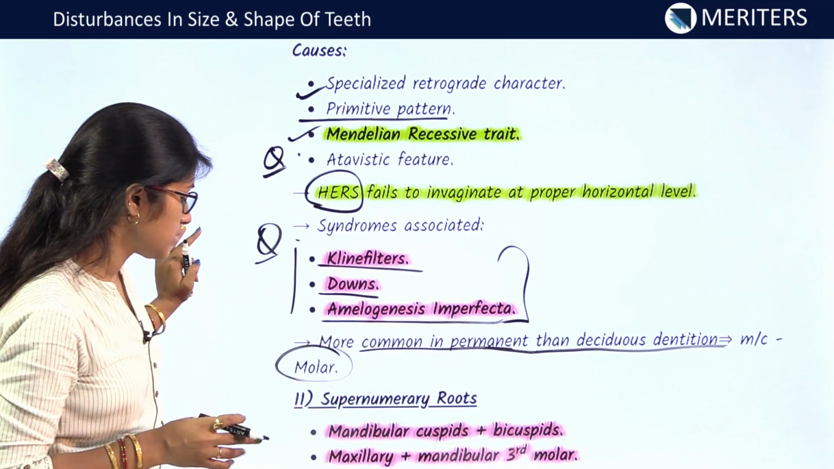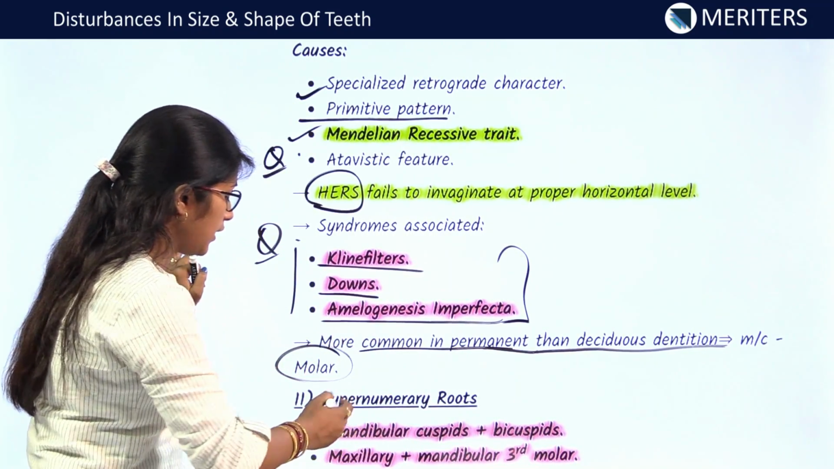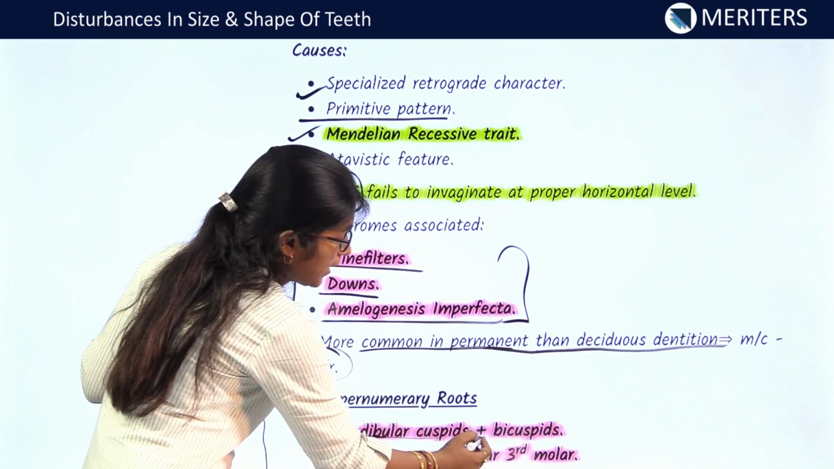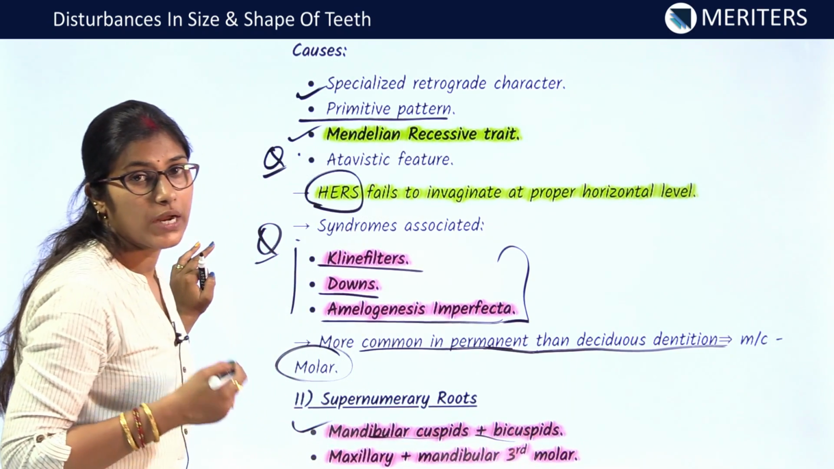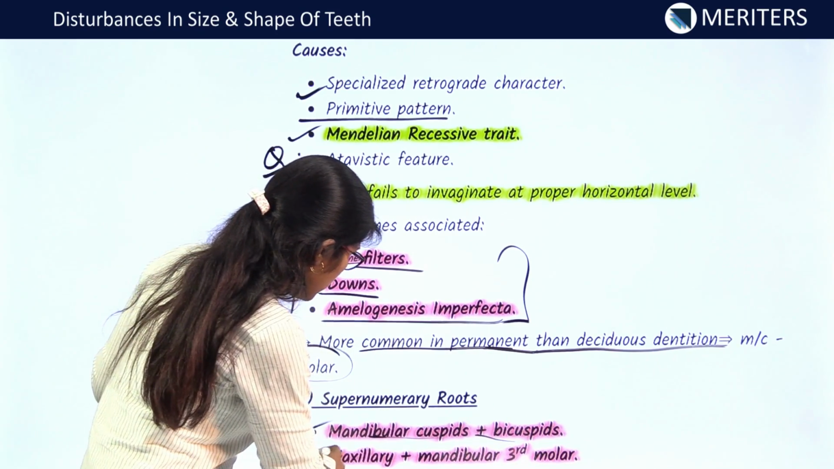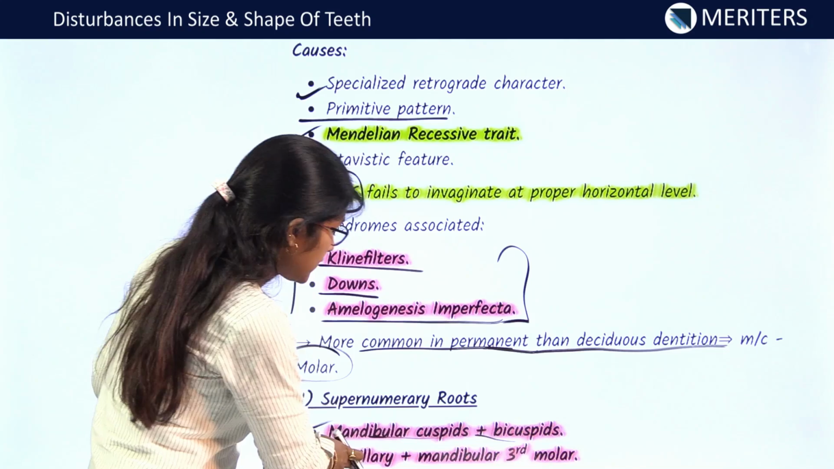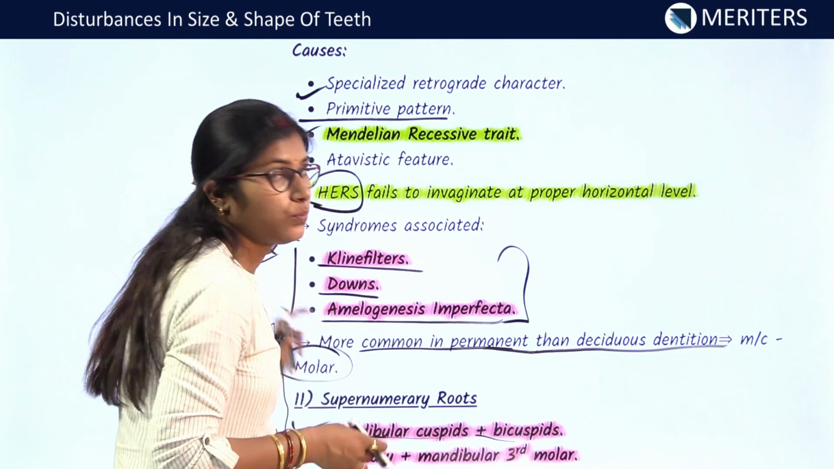Now, supernumerary roots, meaning more than the normal number of roots, are present in mandibular cuspids and bicuspids. Okay, mandibular cuspids and bicuspids have supernumerary roots, plus another set of teeth which has supernumerary roots. These are maxillary plus mandibular third molars.